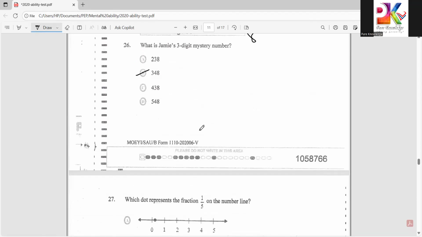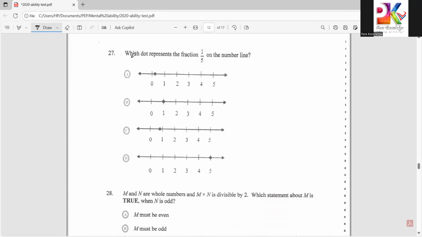Nice. Let's move on. Which dot represents the fraction 1/5 on the number line? So remember, a fraction is less than 1. We have to look at the number line to see which of these is less than 1. So this is less than 1. This is 1, so it's out of it. And this is 5, it's out of it.